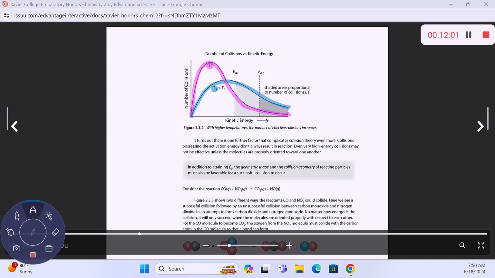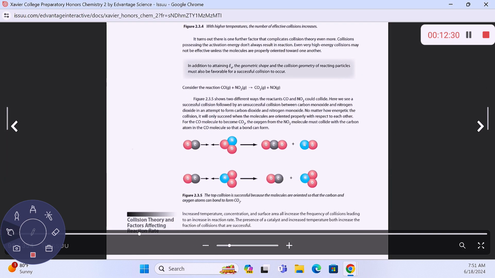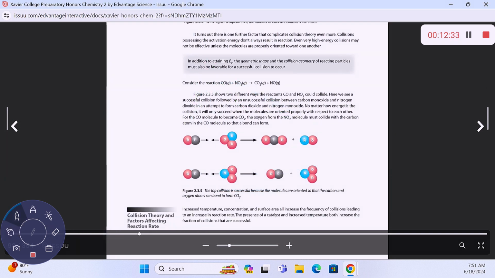So in addition to meeting the activation energy, the way that the reactants collide has to be favorable in order for a successful collision to occur. So what does that mean? Let's take a look at this reaction here. When you have carbon monoxide colliding with nitrogen dioxide, ideally you're going to produce carbon dioxide and nitrogen monoxide gas. But they may not collide in such a way that allows them to produce the products that you want. So here we've got two scenarios. We've got collision 1 and we've got collision 2.